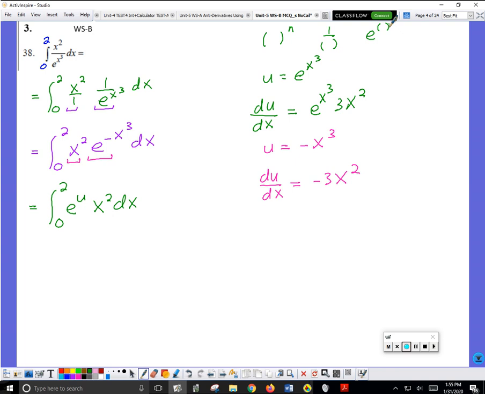There's more to say. Hands up, come on. What am I going to put in place of x squared dx? It's du over -3. So I multiply the dx across, and then I move the -3 over here. I prefer multiplication to division, but whatever.